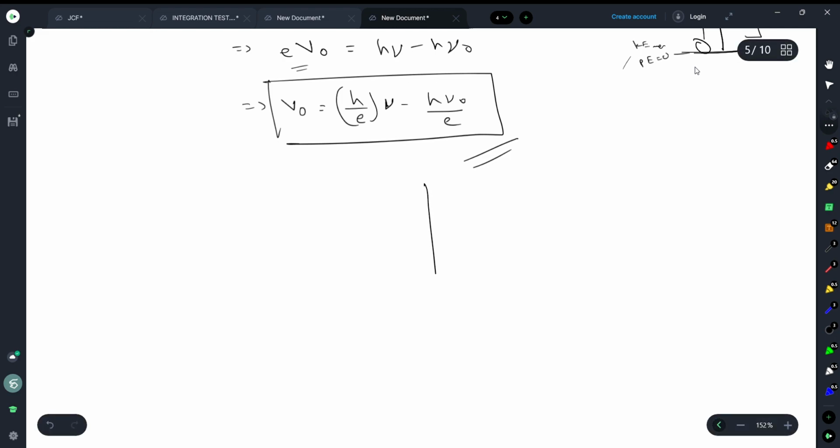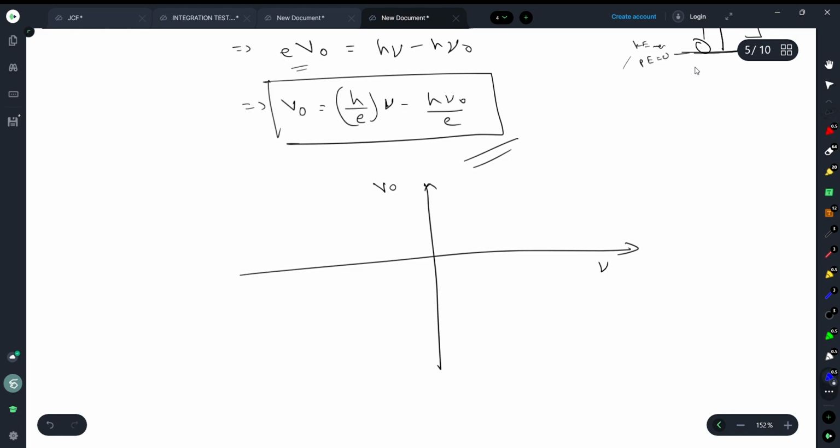So the graph somewhat comes out like this. This is stopping potential, this is frequency. The graph is somewhat like this. This is its y-intercept, which is h nu naught upon e. This is nu naught, and here you have theta, which is equal to tan inverse of h upon e. Is it clear?